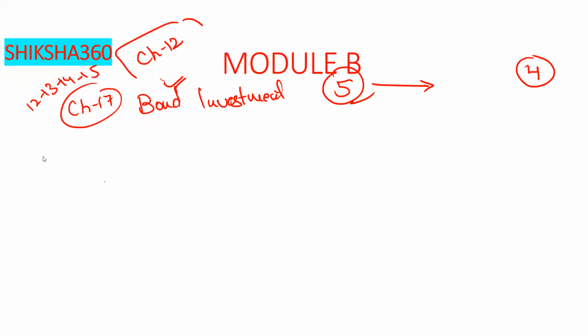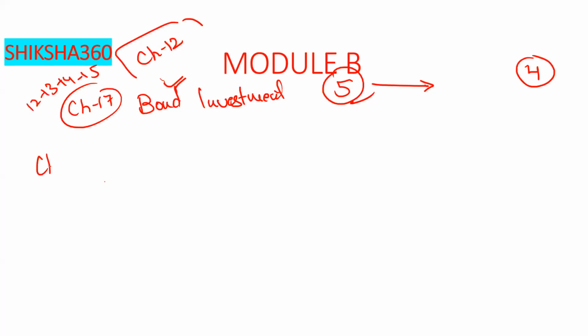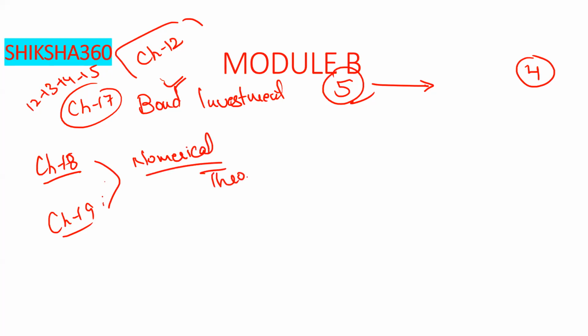Next one is chapter number 18 and chapter number 19. These are numerical topics also, but I expect they will ask more theoretical questions from them. So I will say 3 marks from that.